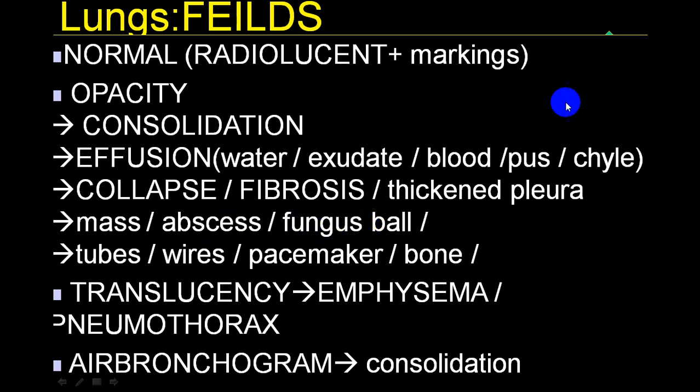and if there is a shadow inside that particular ball-like shadow, we call it fungus ball or we call actinomycosis. If you see opaque materials like tubes, wires, pacemakers, bones, they will be seen as radio opaque. So these are the structures which will be radio opaque.